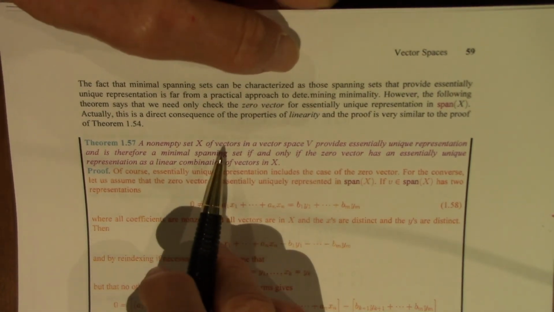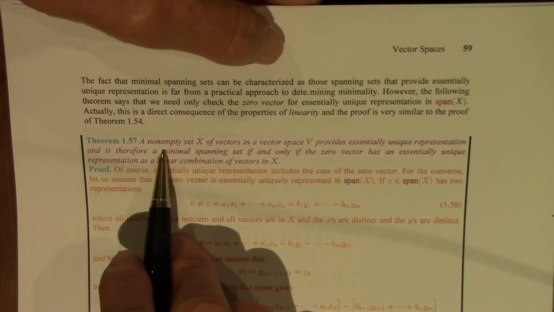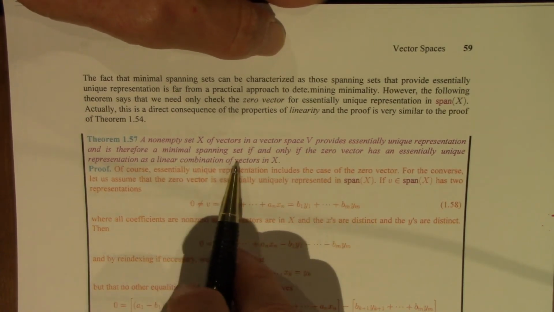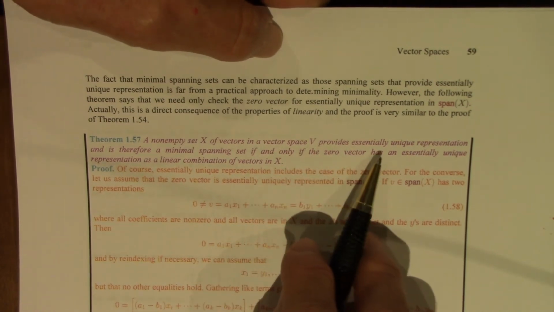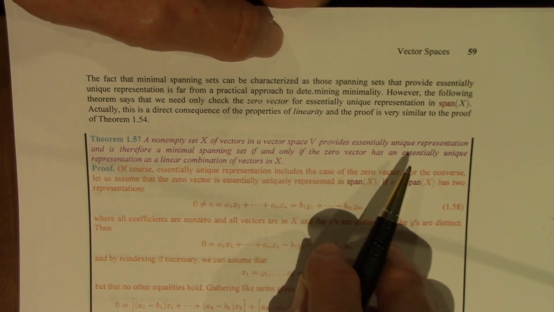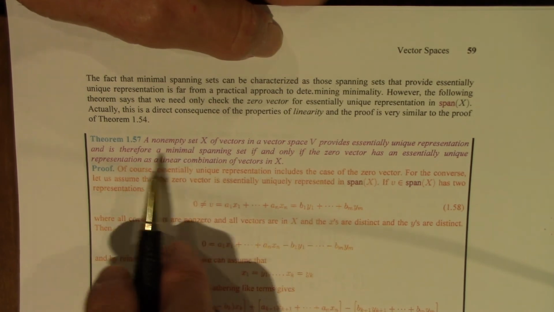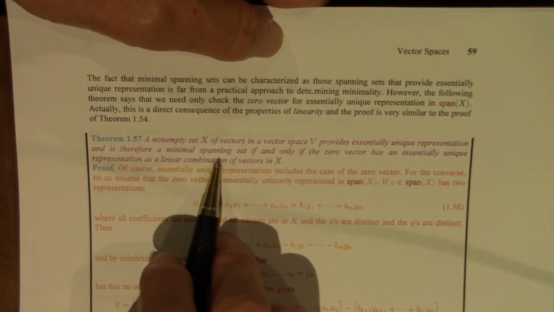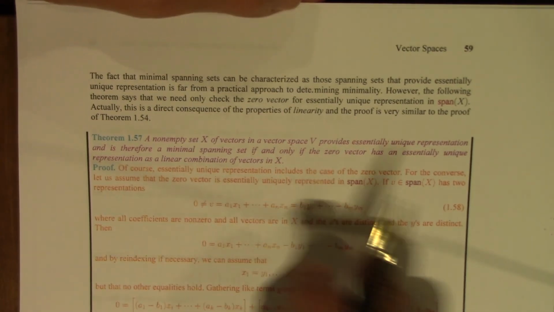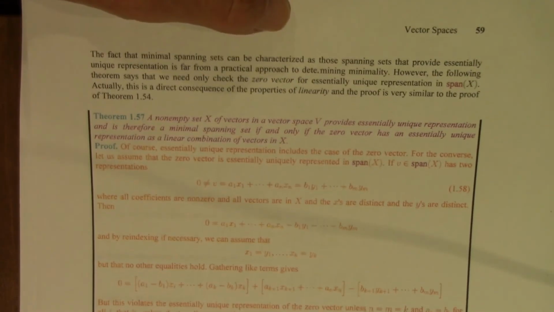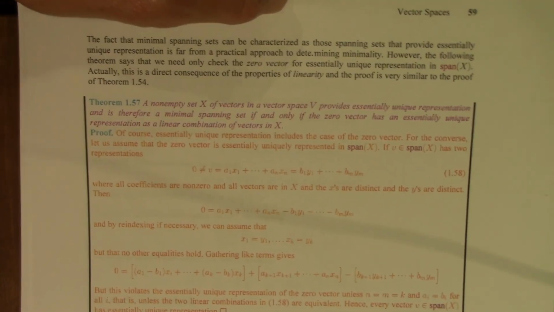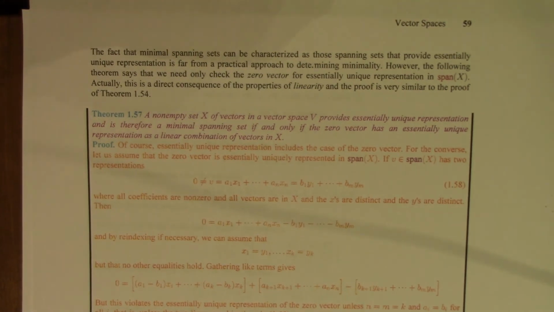Okay, here is the theorem. A non-empty set X of vectors in a vector space V provides essentially unique representation and is therefore a minimal spanning set if and only if the 0 vector has an essentially unique representation as a linear combination of vectors in X.